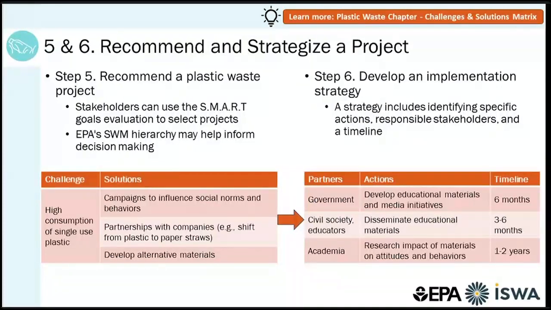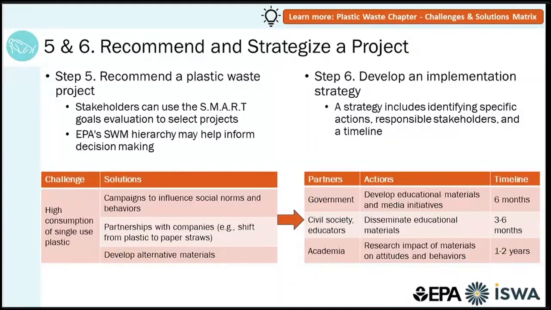The example challenge and solutions on the right is from the challenges and solutions matrix, where decision makers can quickly view suggested solution options to common plastic waste challenges. In this example, the challenge is high consumption of plastics, which can be remedied via campaigns to influence social norms and behaviors, partnerships with companies, for example, shifting from plastic to paper straws, and development of alternative materials which could reduce plastic consumption.